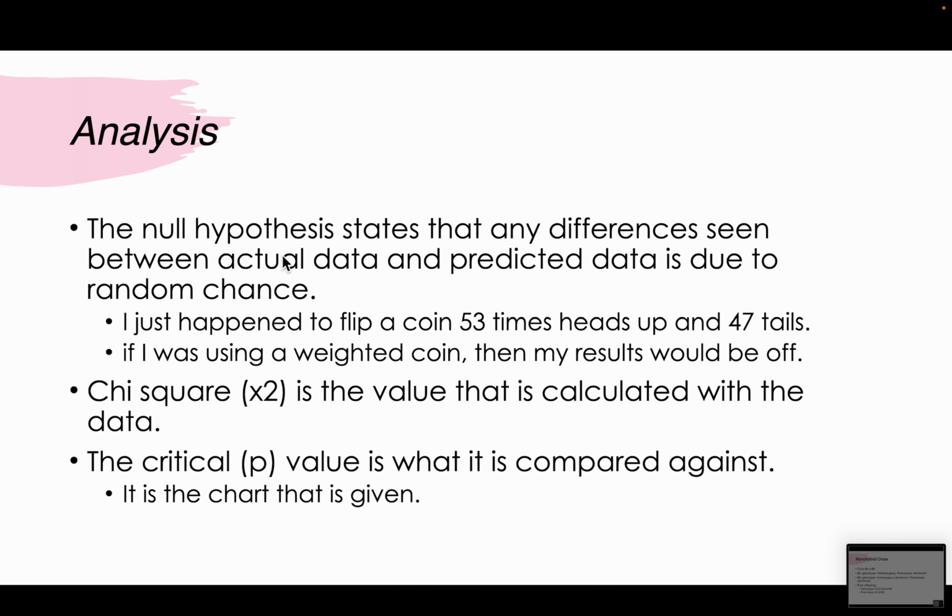So the null hypothesis, or H0, states that any differences seen between the actual data and predicted data are due to random chance. So let's say I go back to the coin. I flip a coin 100 times, 53 heads and 47 tails. Well, that's not too far off. I could say, yeah, that's just random chance. It's just how the coin ended up flipping. However, if I was using a weighted coin, you'd see the results were really, really off. And so I would have to run an experiment to see, hey, is this normal or not?